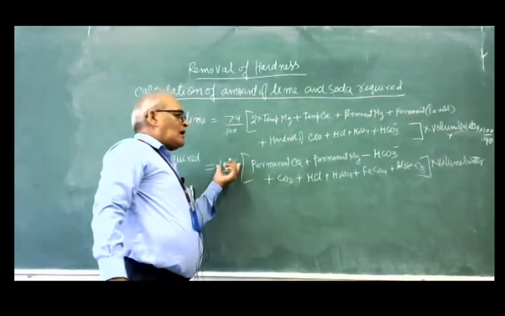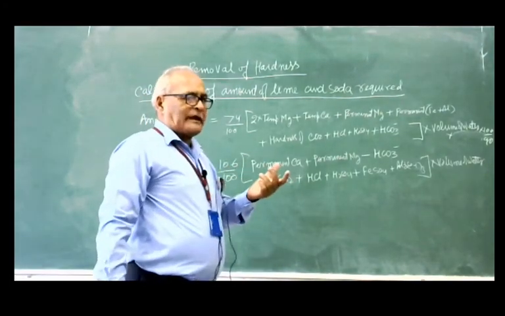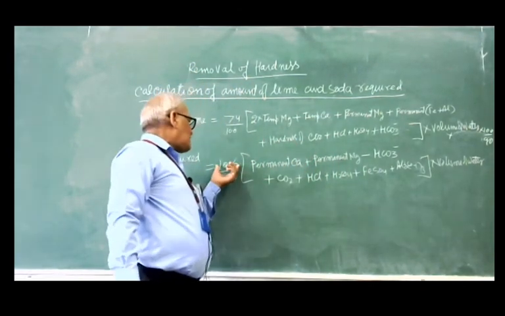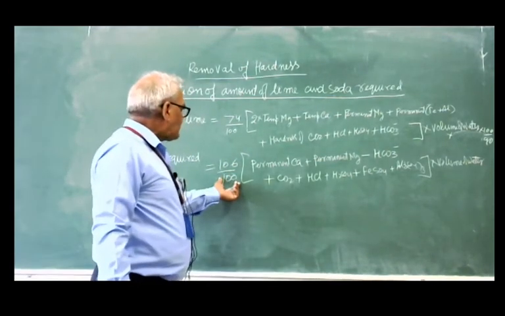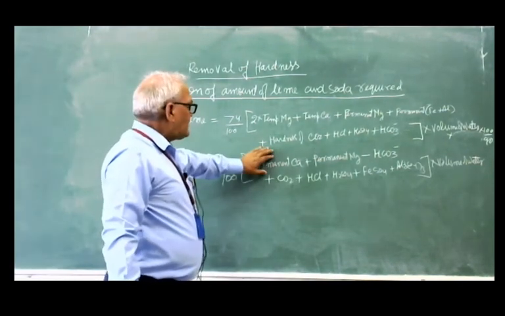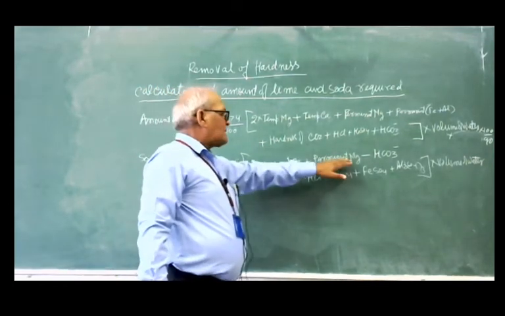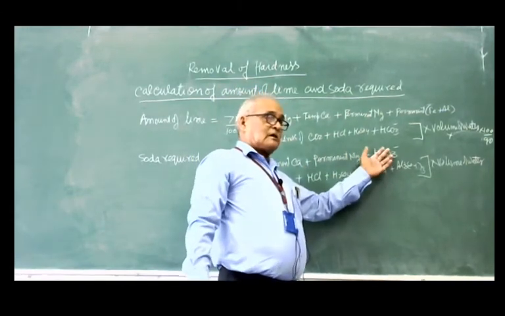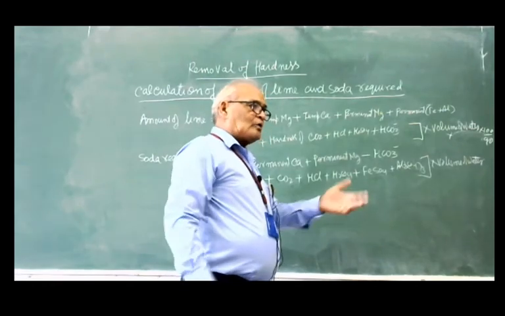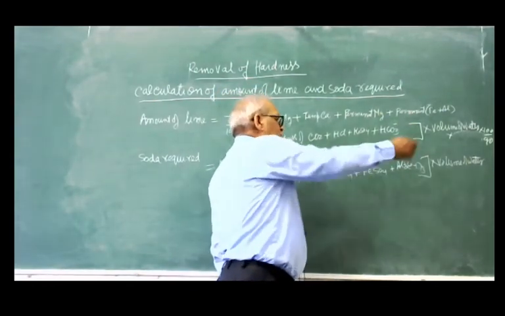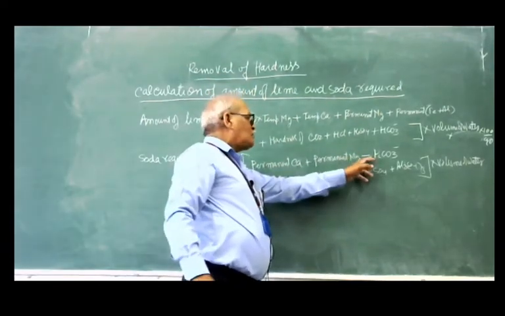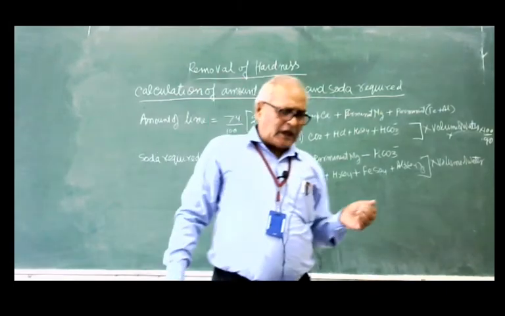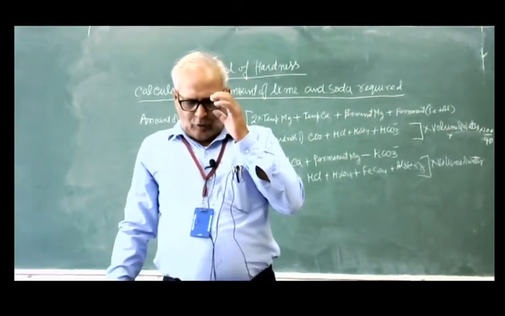This 106 is the conversion factor, the molecular weight of the soda. Soda means Na2CO3, sodium carbonate. Molecular weight is 106, and 100 is the molecular weight of the calcium carbonate. So here permanent hardness of calcium, permanent hardness of magnesium, minus here bicarbonate, because this already requires the soda, so the amount must be subtracted from the total amount. Therefore, I put here minus carbon dioxide, HCl, and in this way you can calculate the amount of the lime and soda.